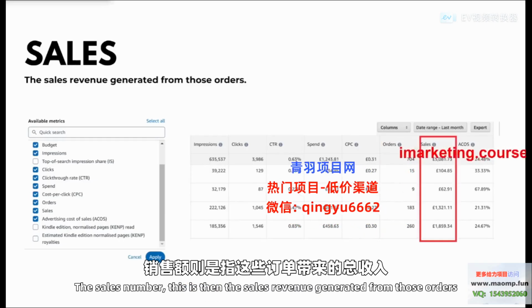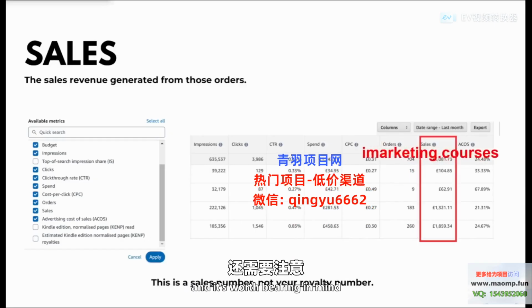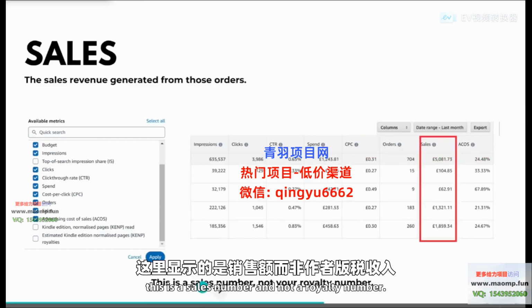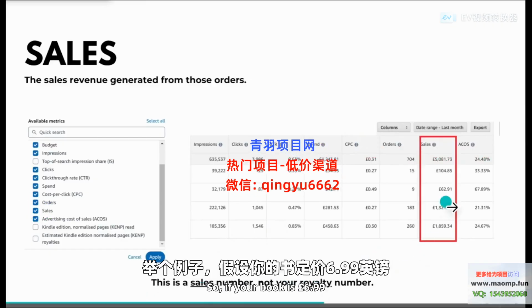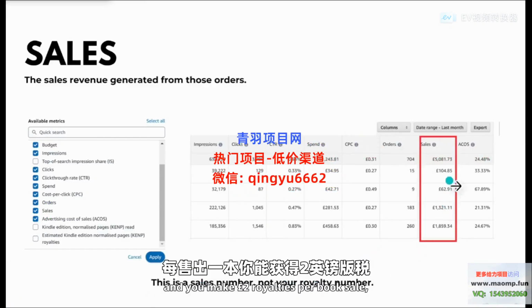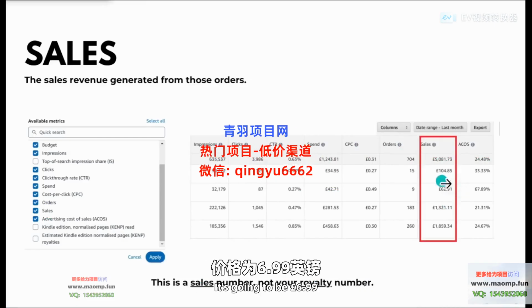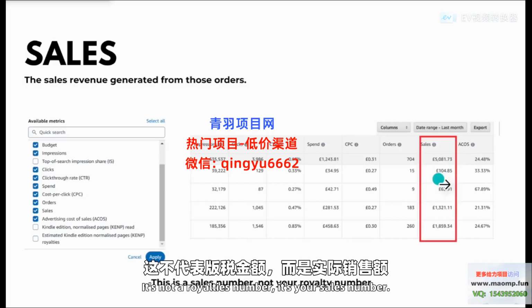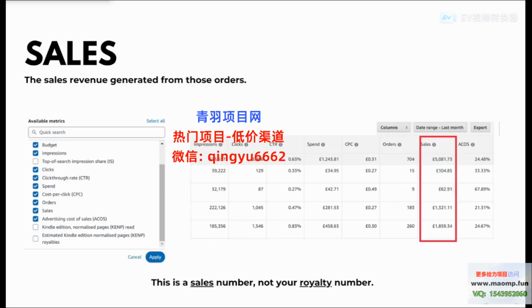The sales number is then the sales revenue generated from those orders. And it's worth bearing in mind this is a sales number and not a royalty number. So if your book is £6.99 and you make £2 royalties per book sale, it's going to be the £6.99 that goes into this number. It's not a royalties number, it's your sales number.